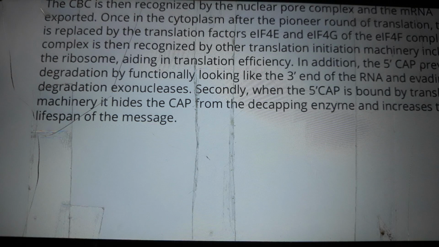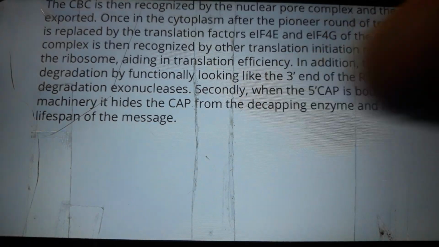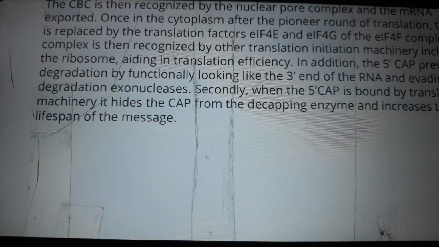Once in the cytoplasm, after the pioneer round of translation, the CBC is replaced by the translation factors eIF4E and eIF4G of the eIF4F complex. This complex is then recognized by other translational initiation machinery, including the ribosome, aiding in translation efficiency.